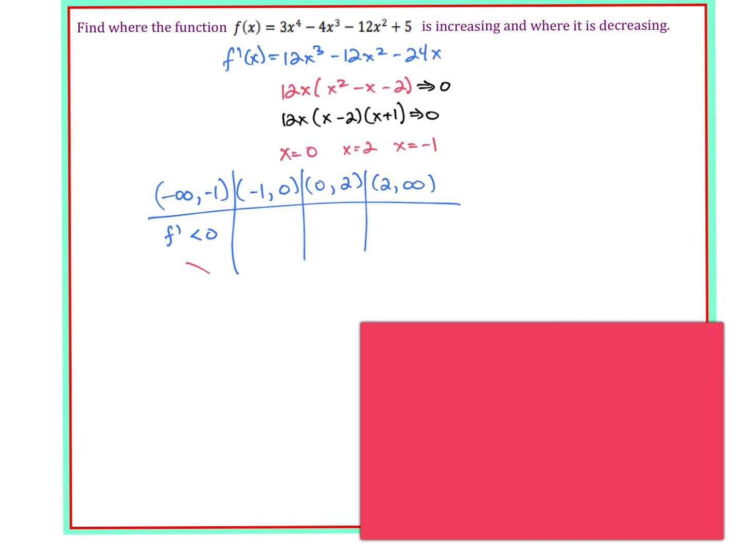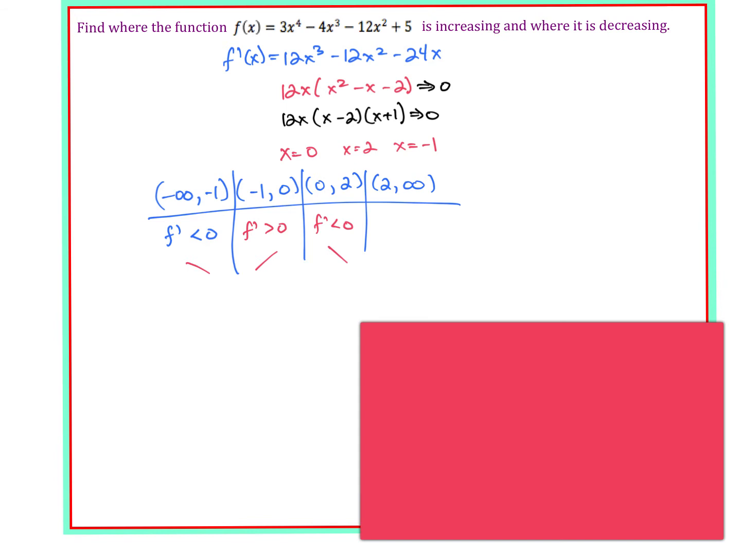All right. So, this negative 1 to 0, let's pick a number that's on that interval, like negative 1/2 sounds great. So, if I pick negative 1/2, this would be what? Negative. This would be negative. This would be positive. So, negative, negative, positive is a positive. So, f prime would be greater than 0. So that means it's going up. All right. 0 to 2. Let's pick a number. 1. So I get positive, negative, positive. So what do I get? Negative. So f prime is less than 0.